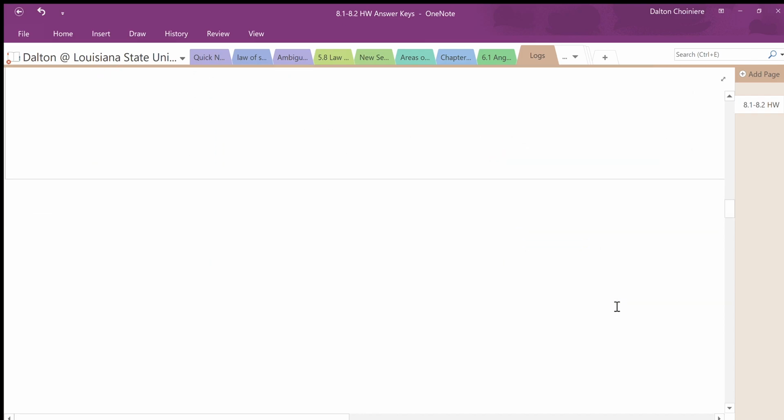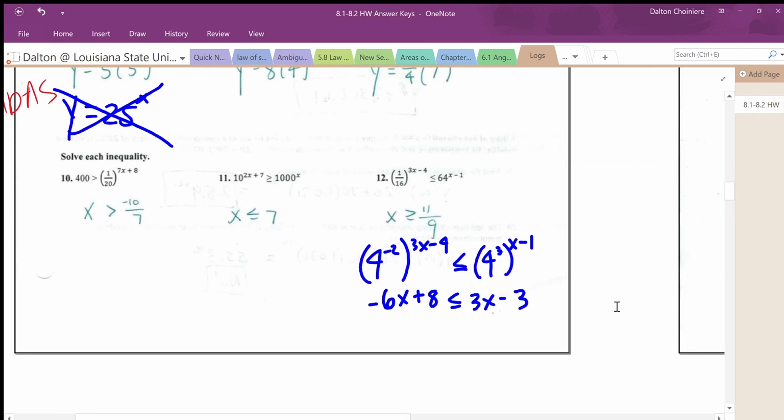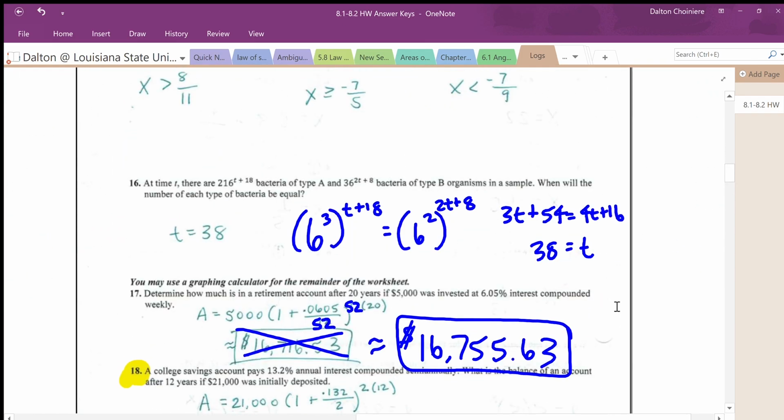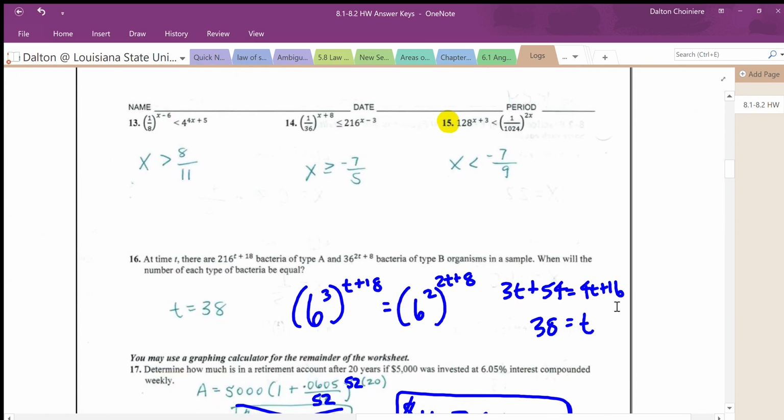The next one that you are grading, I lost the second page. Here it is. The next one that you're going to grade is number 15, which should be x is less than -7/9. And then number 16 is worked out here for you. T is equal to 38.